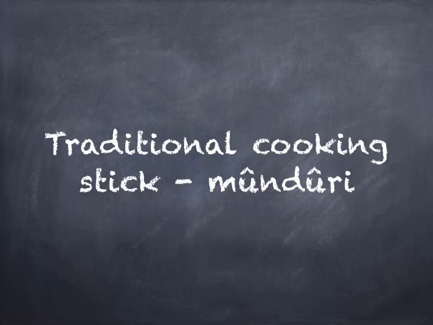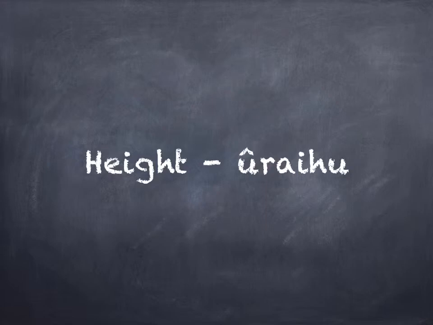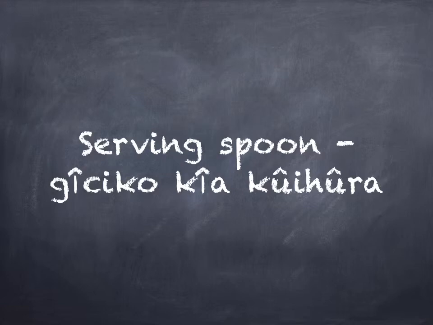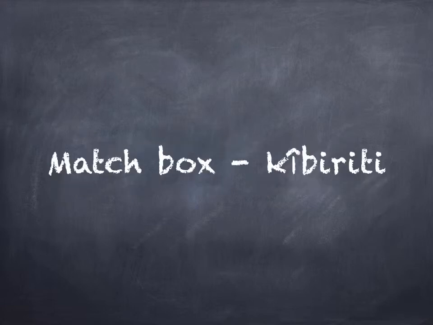Traditional cooking stick was or is still referred to as mûndûri, which differs to the modern mûiko with the height, which we call uraihu, and its volume, which we call unene waguo. The serving spoon is known as giciko kûihûra. In the kitchen, you are also most likely to find a matchbox or a lighter, which is called kefiriti.